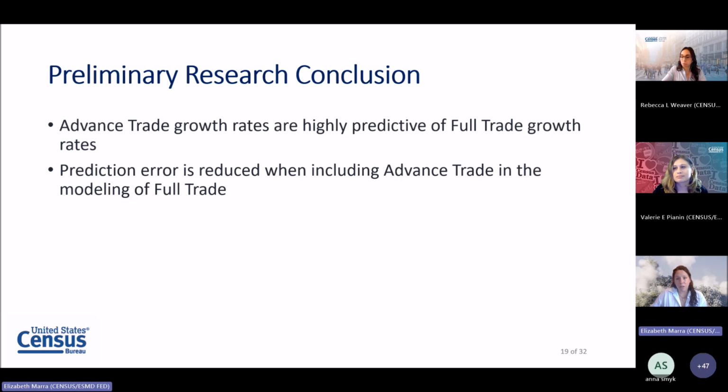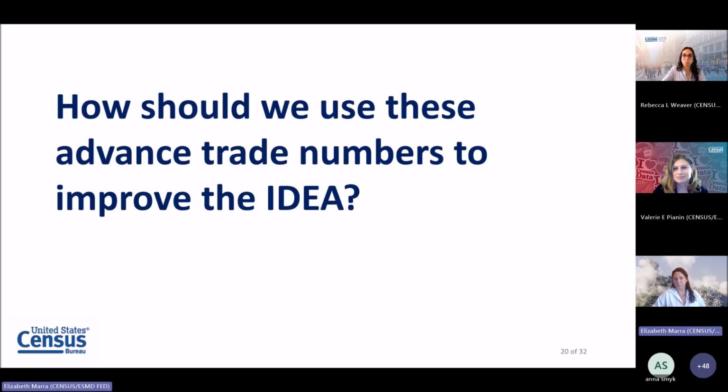Now, knowing this, we wanted to figure out a way that we could use advanced trade to improve the index without using the advanced data in the traditional way that we do for other surveys. And this is where I will hand the presentation over to my colleague, Valerie.